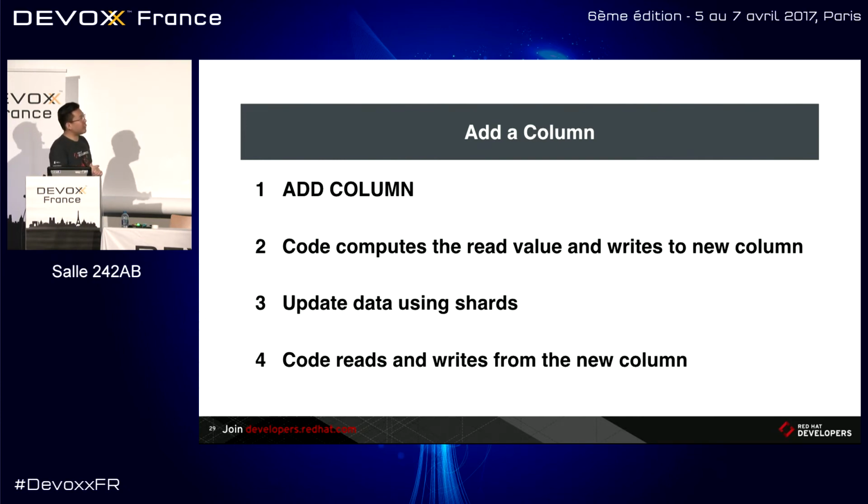On the third step, you update your data using shards. You copy the data from one column. You might update the values if you can compute that, or you might issue an update statement to a default value. It depends on your use case. You update the data using shards, and on the last step, your code reads and writes from the new column.